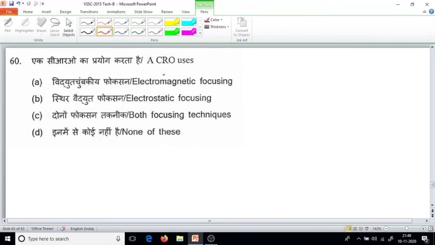Question number 60. A CRO uses what kind of focusing? CRO, as well as our old picture tube TV, uses electromagnetic focusing. If we see on the neck of the TV, we can see a coil which provides X and Y deflection for the electron beam.